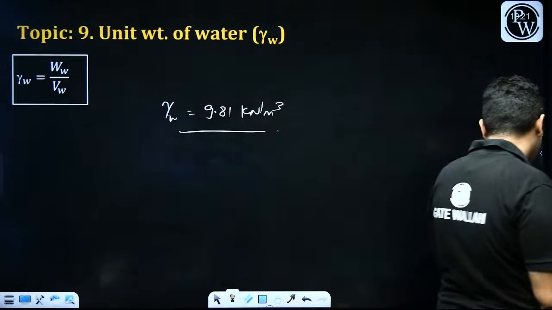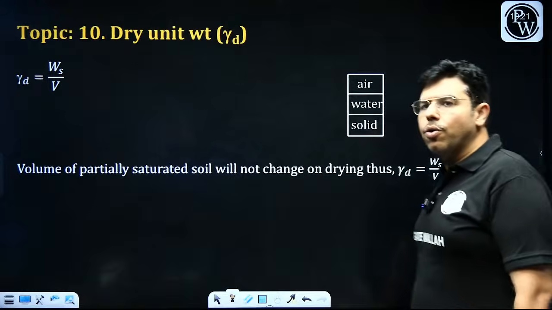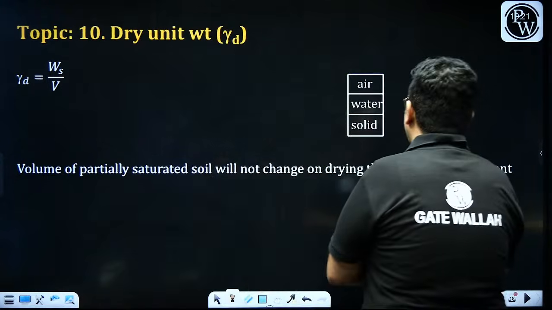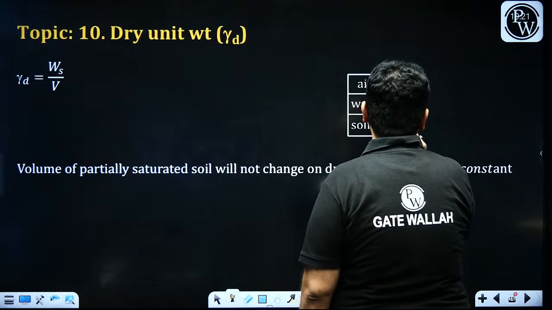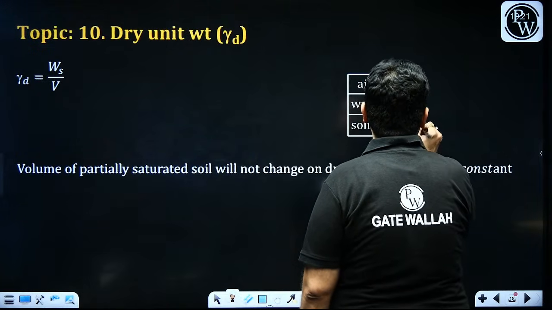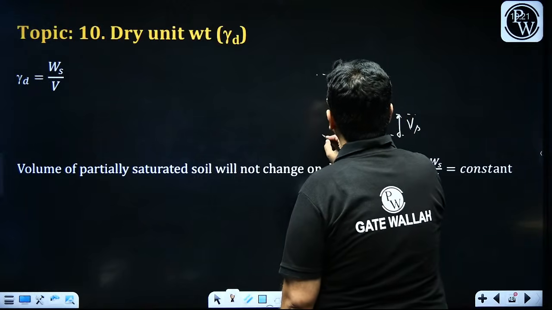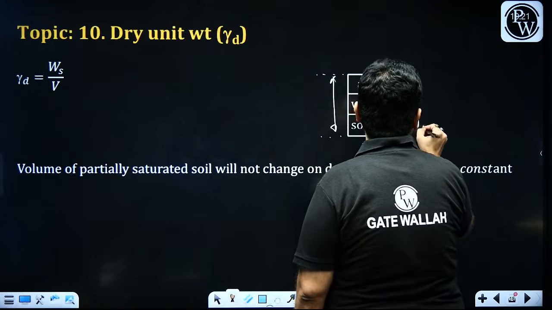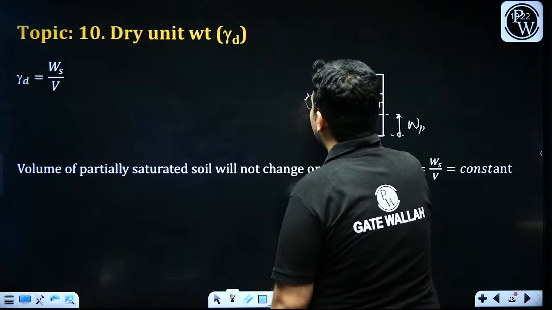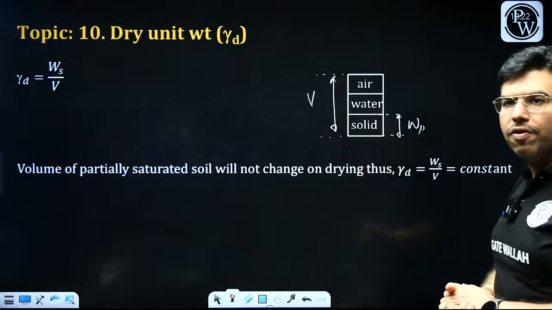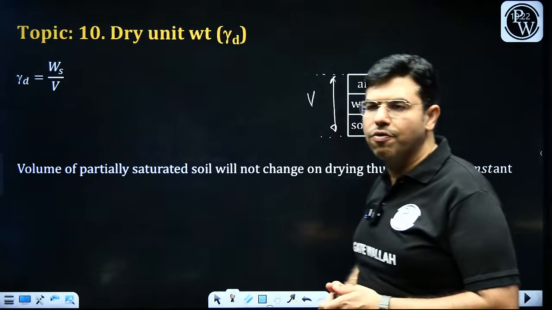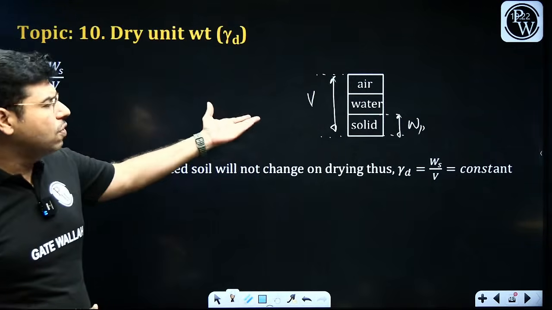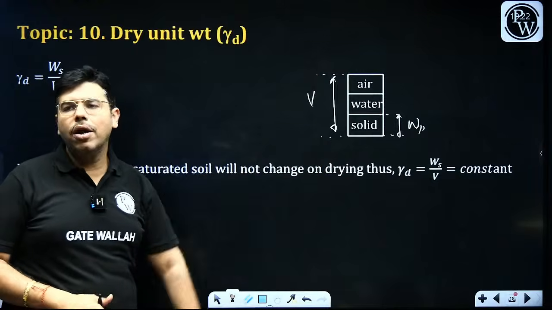Okay. Now dry unit weight, that is gamma D, that is equal to weight of solids by total volume of soil. See, one thing you should understand, if you dry the soil beyond its just saturated state, its volume will be constant, that is volume of soil does not change on drying. If we have a partially saturated soil, if you dry it, its volume will not change and weight of solids will also not change on drying. So gamma D will be constant.